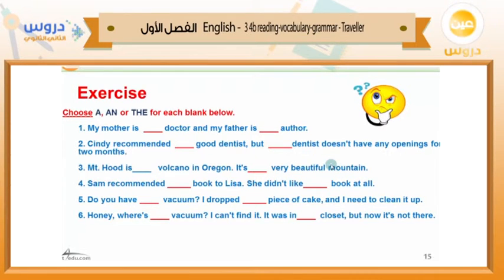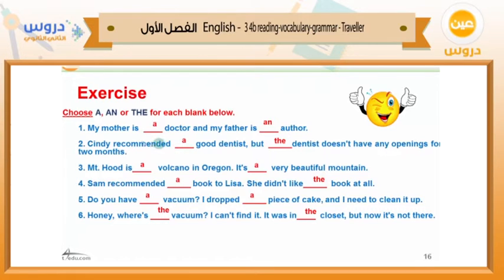And here are the answers for the rest. So number 1, my mother is a doctor and my father is an author. Cindy recommended a good dentist, but the dentist does not have any openings for the 2 months. 3, Mount Hood is a volcano. It's a very beautiful mountain. Sam recommended a book to Lisa. She didn't like the book at all.